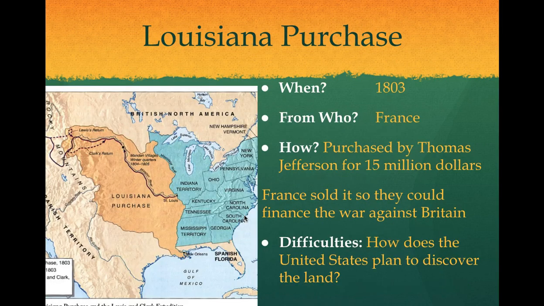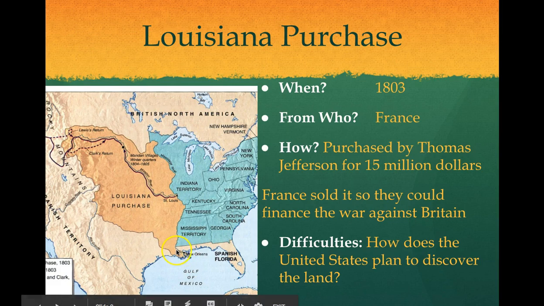Next is the Louisiana Purchase. So we set up the Constitution. We had a first president, George Washington. And then our third president, Thomas Jefferson, decided that he wanted to add to the United States. So Thomas Jefferson approached France because he wanted to purchase New Orleans. He only wanted New Orleans.